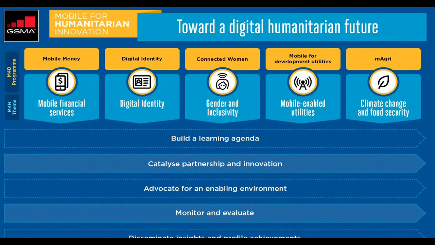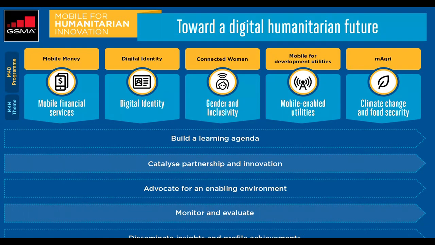Just to give a bit more of a breakdown of the Mobile for Humanitarian team, we're split into five thematic areas: mobile money, digital identity, gender and inclusivity, mobile-enabled utilities, and climate change and food security. These generally represent the ways in which mobile tech can be used in humanitarian contexts. We believe that all are equally important to build a truly digital society and to build on digital solutions. There are three streams within the team: insights and research, where Zoe and I sit; market engagement, split into two areas: strategic partnerships, which work on projects on the ground connecting mobile network operators and humanitarian organizations to leverage mobile in humanitarian contexts, and the innovation fund that funds organizations that aim to do the same. And then we also have a policy and advocacy stream.